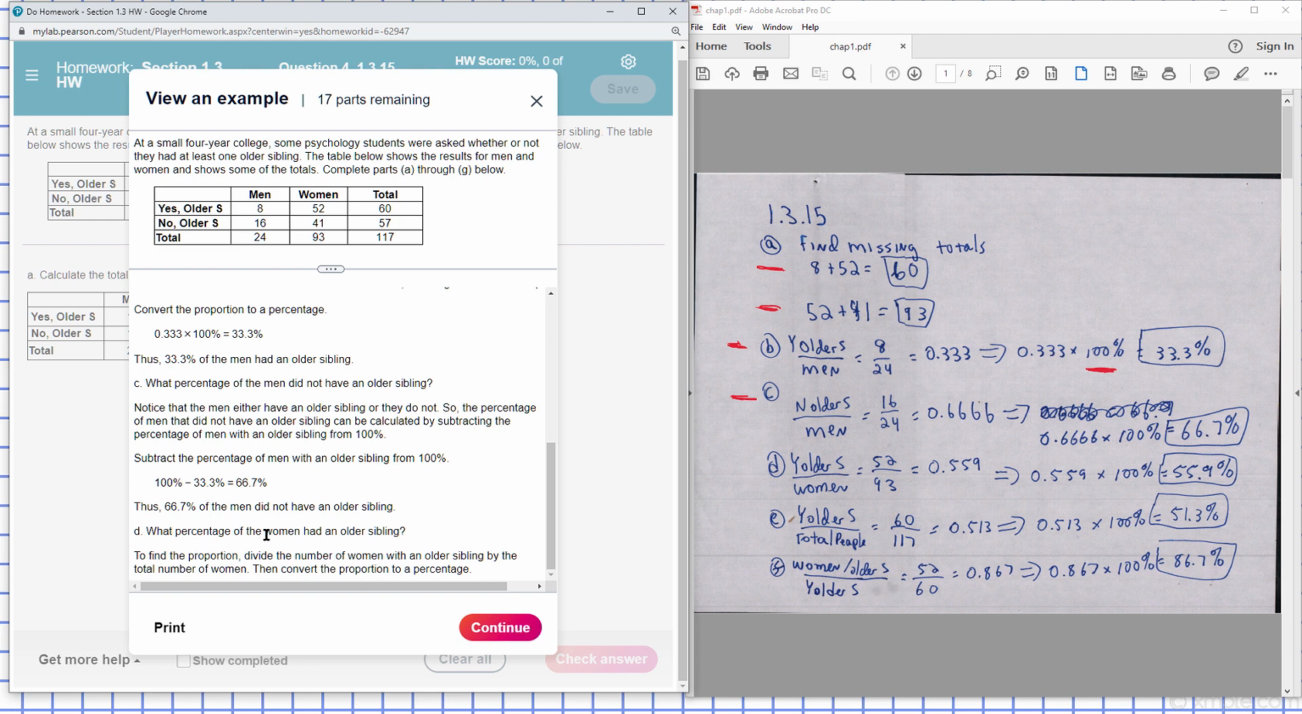What percentage of the women had an older sibling? So we're looking at our totals here. The base is the women, and yes, they had an older sibling. We see that there was a total of 93 women, and 52 had an older sibling. So as a decimal here, we can find the percent by multiplying by 100%, and it gives us 55.9%.